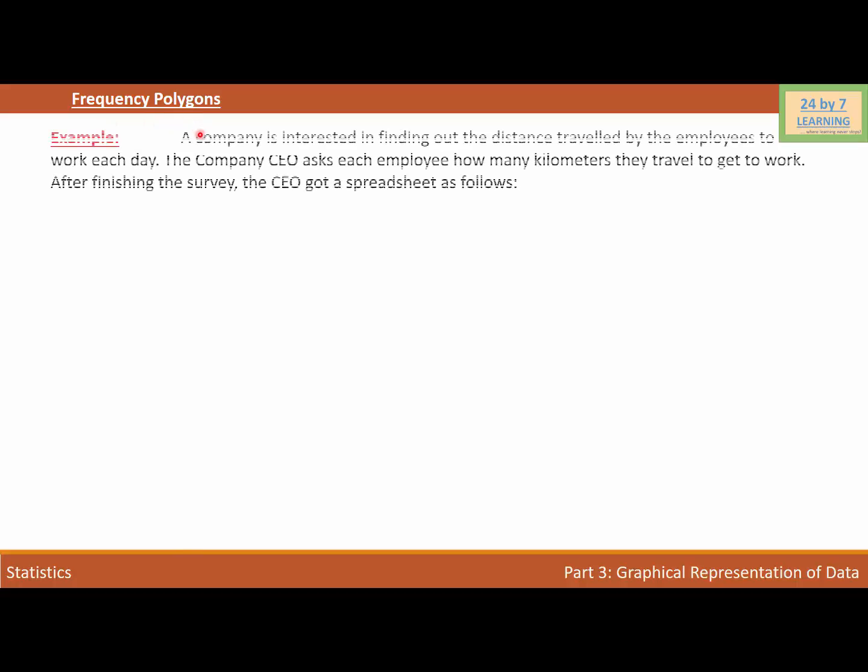Frequency polygons example. A company is interested in finding out the distance traveled by the employees to work each day. The company CEO asks each employee how many kilometers they travel to get to work. After finishing the survey, the CEO got a spreadsheet as follows.